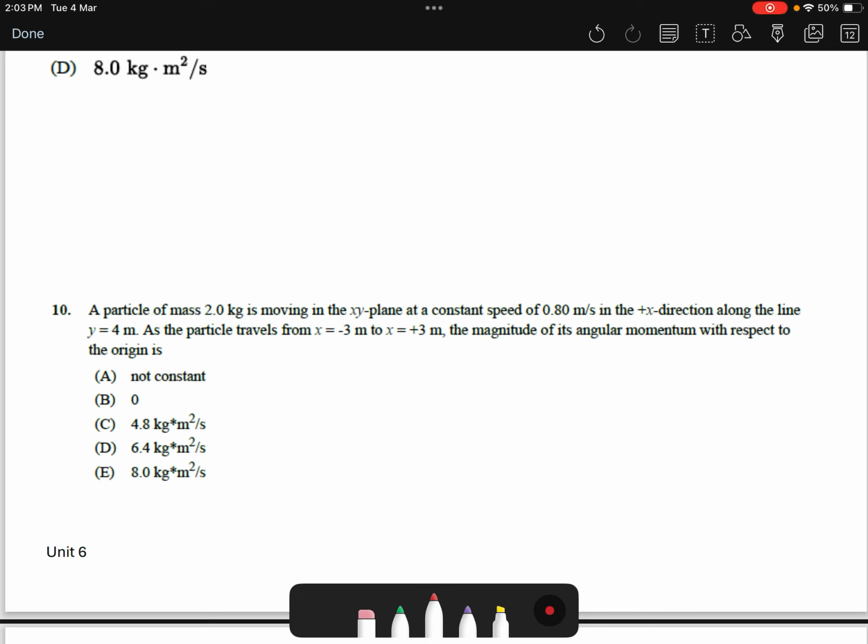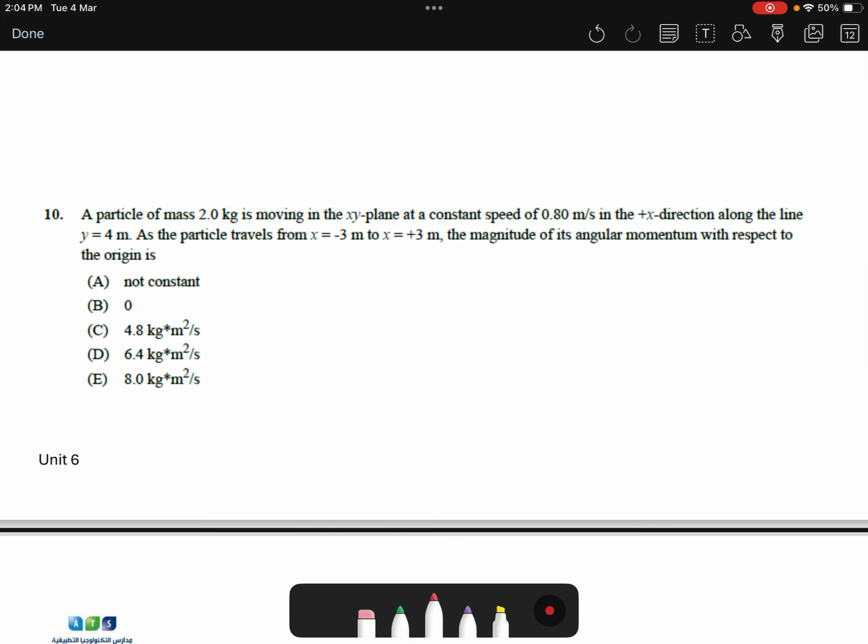The same question is repeated here, but in different words. If you read it, please. L equals mvr. L equals 2 times 0.8 times 4, the same numbers, which is 6.4 kilogram meter squared over second. This is the final answer.